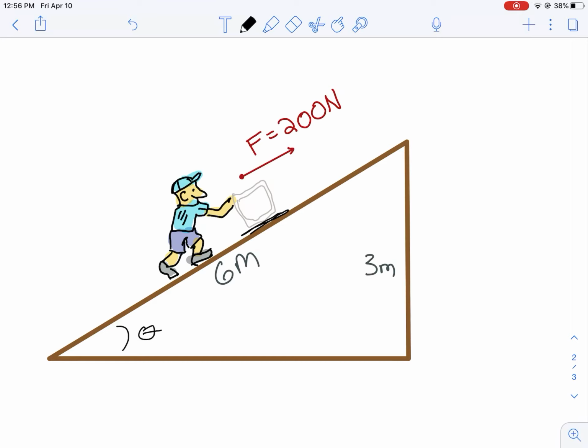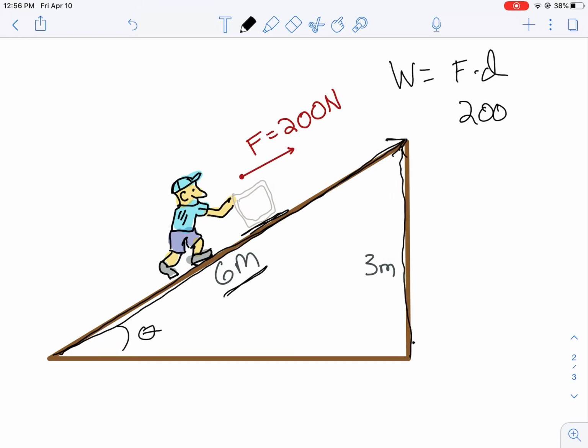So you've got 200 newtons there. But in this case, you have to push it up longer. This is a hypotenuse. So you've got to push it up 6 meters. You can't just lift it 3 meters. You've got to slide it across a longer distance. And if you're going to calculate the work done, work equals force times distance, you get 200 times 6, which equals 1,200 joules. The same amount. That's supposed to say 1,200 joules.